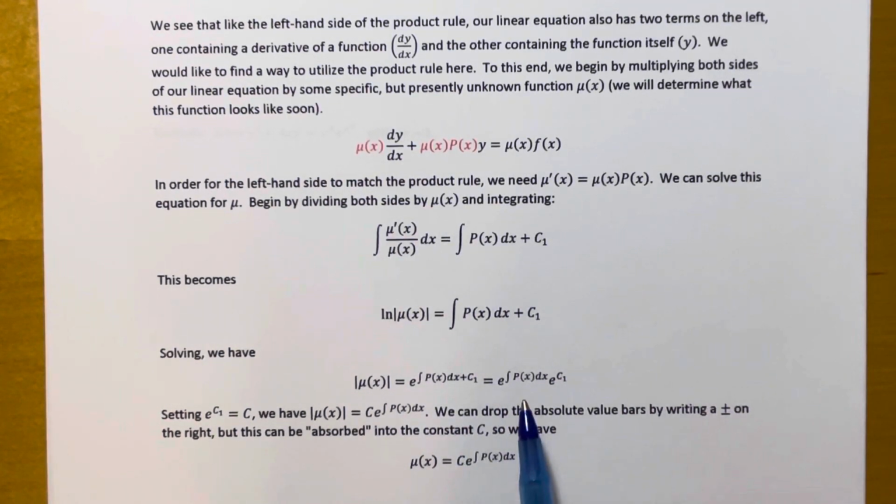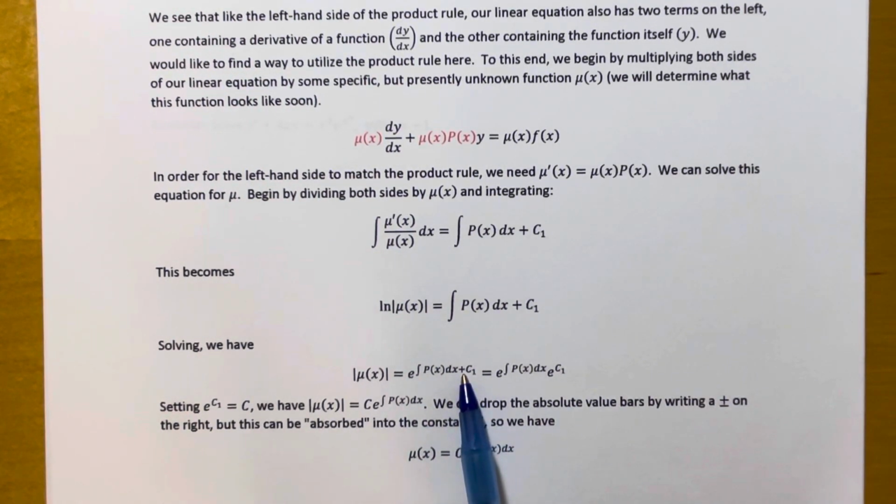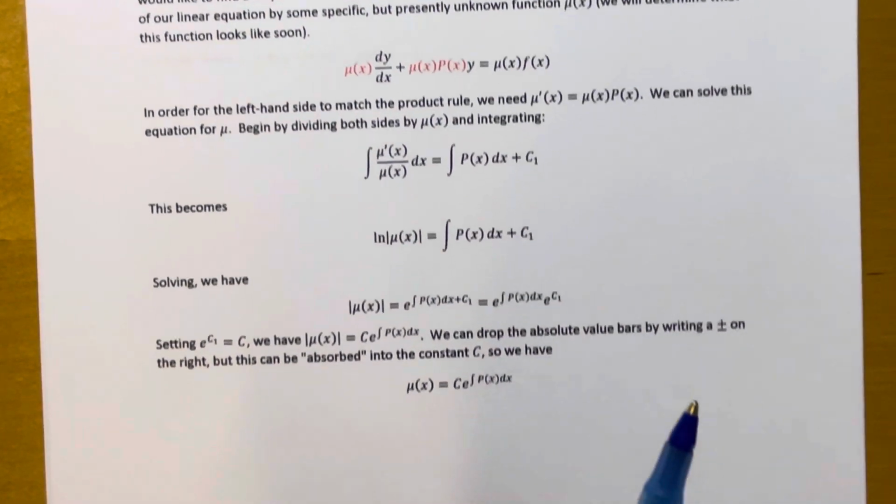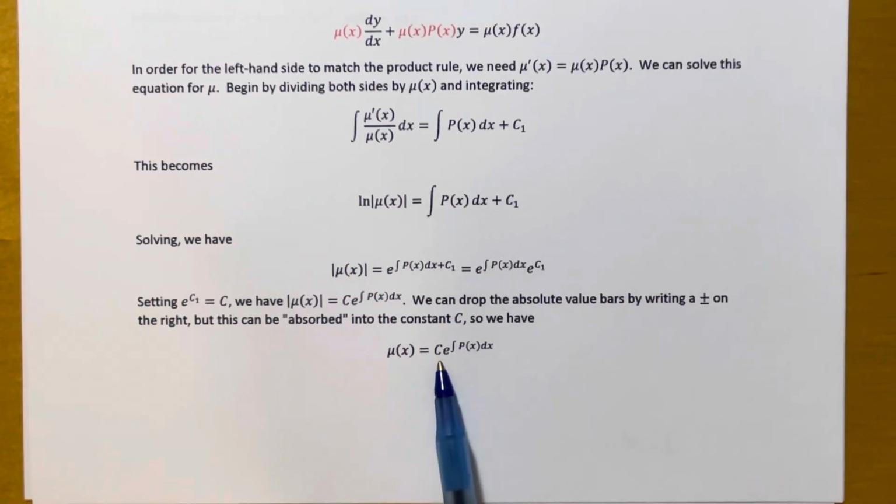As we have seen before in the previous section, using an exponent property, I can write that as e to the power of that integral times e to the power of c1. And then if I think of that e to the c1 power as just some arbitrary constant, and I eliminate the absolute values by putting a plus or minus on that, I can think of that plus or minus e to the c1 power as just the constant c, since it's an arbitrary constant anyways. So that means mu of x is equal to c e to the integral of p of x dx.